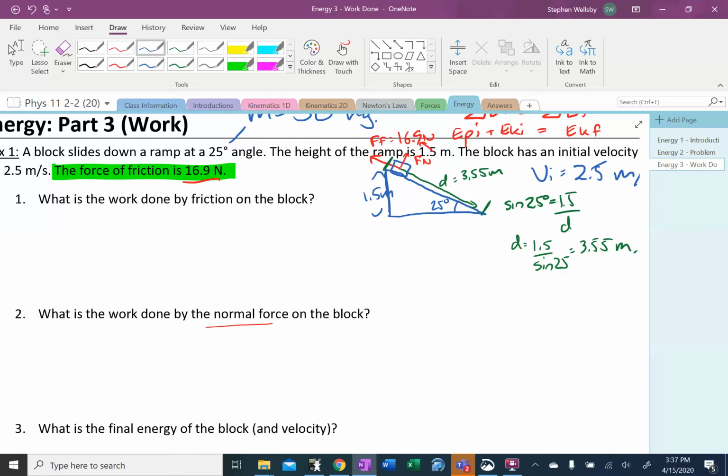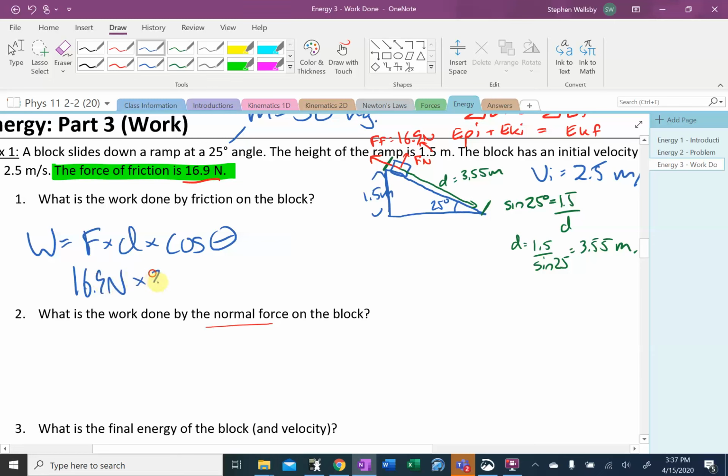Okay, if you're just coming back, let's try and solve this problem here. Work equals force times distance times cos theta. Now, we know our force is going to be 16.9 newtons. That's our force of friction. We know our displacement is going to be 3.55 meters. And we also know that the angle between the displacement down the ramp and the friction up the ramp is going to be 180 degrees.